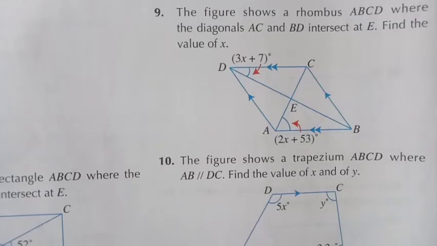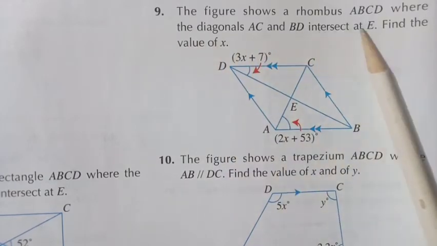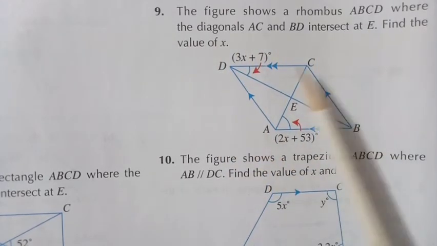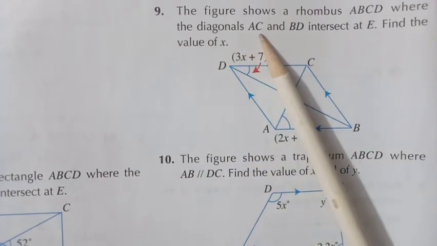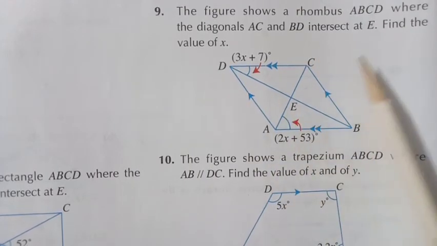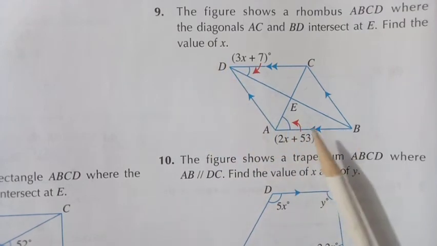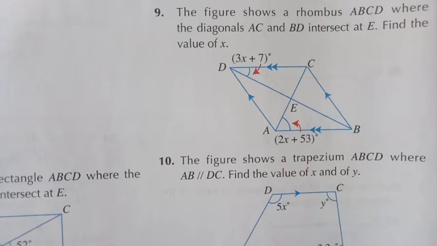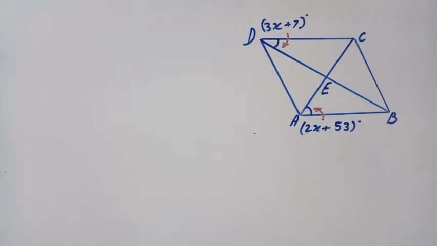Question number 9. The statement of the question is, the figure shows a rhombus ABCD, where the diagonals AC and BD intersect at E. Find the value of X. We have to find out the value of X over here, which is involved in the value of this angle, this one, and also over here. Clear?